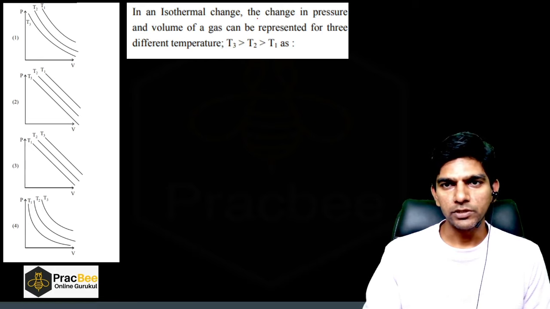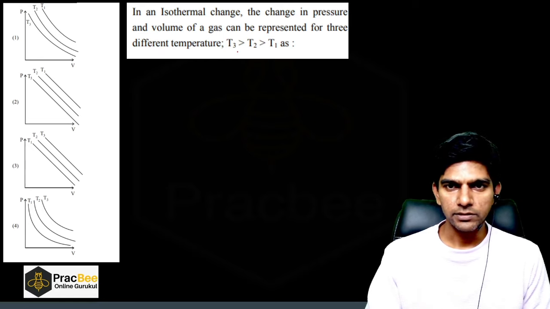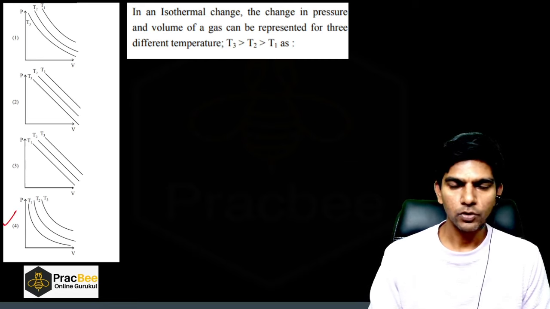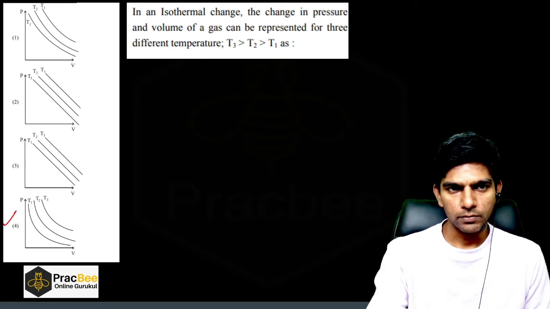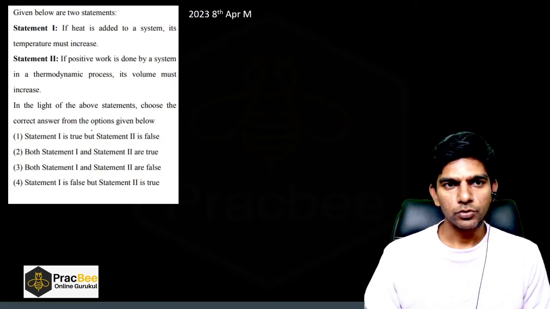Let us see one more illustration. In an isothermal change, the change in pressure and volume of a gas is represented for 3 different temperatures, where T3 is greater than T2 is greater than T1. We have just studied this concept. So the answer will be option 4.